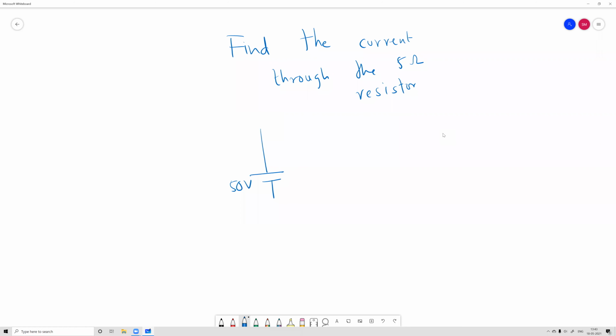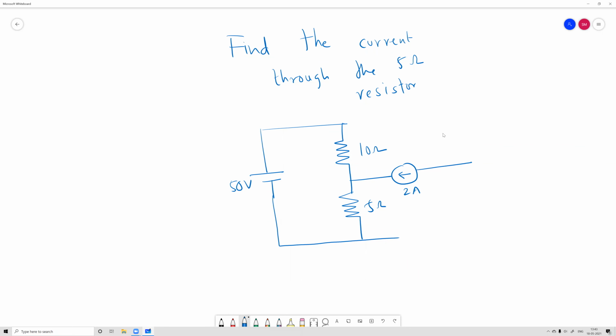Find the current through the 5 ohm resistor. This is 50 volt. 5 ohms, then 3 ohms.